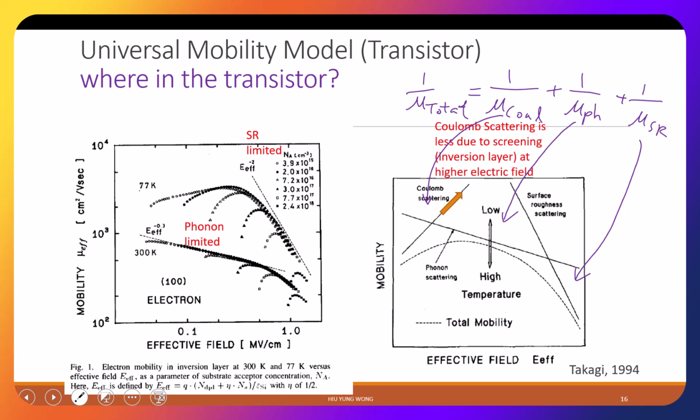Okay, so remember these three have some interaction with each other. So phonon, Coulomb, and surface roughness. And that is all we are going to play with later for SOI, FinFET. We just look at these three types and we determine what will happen at lower temperature.